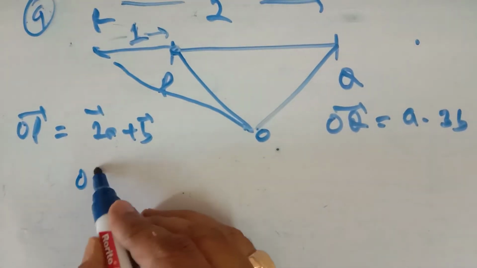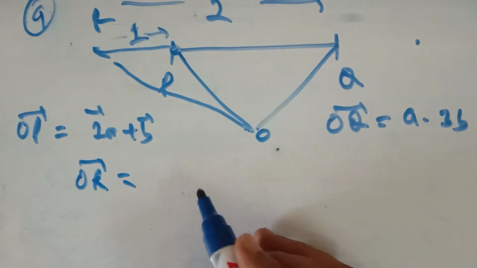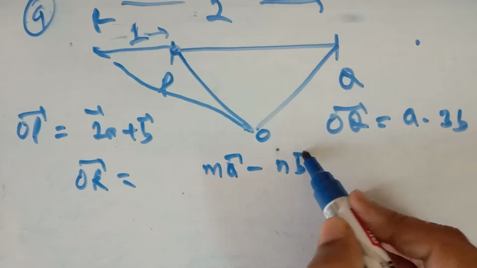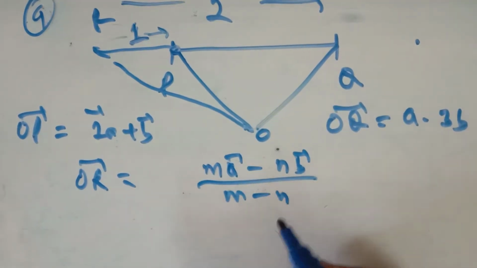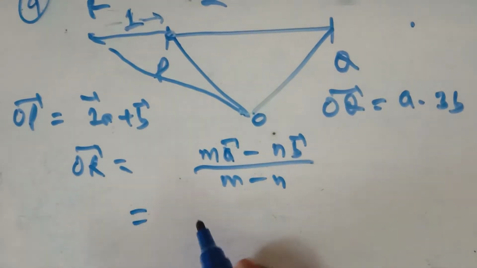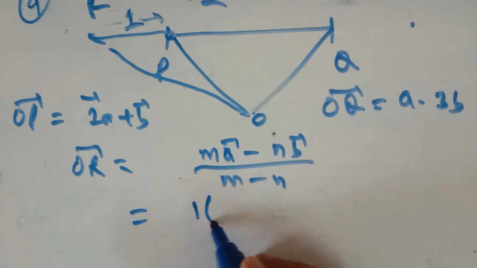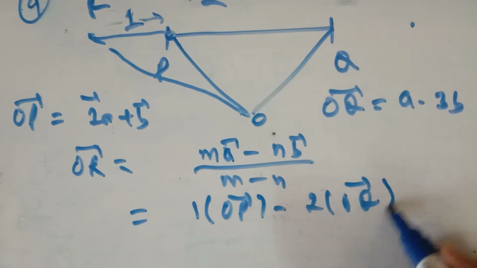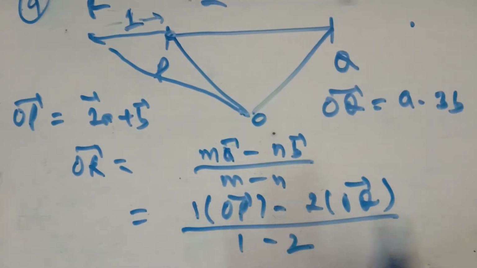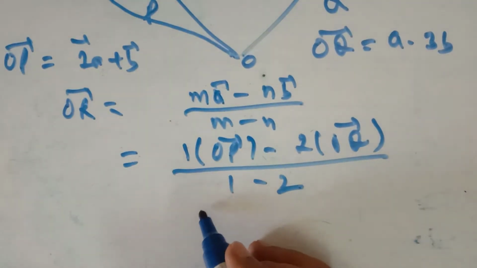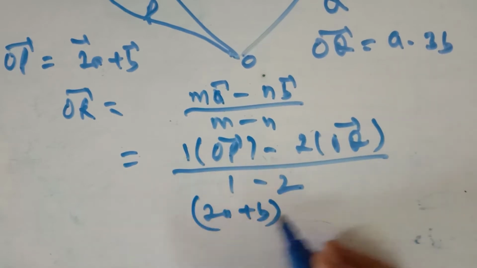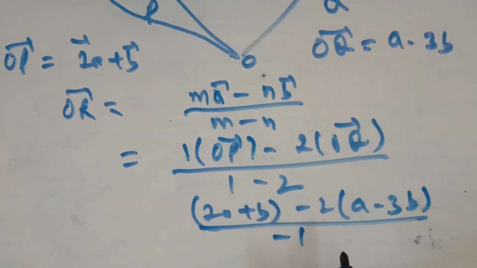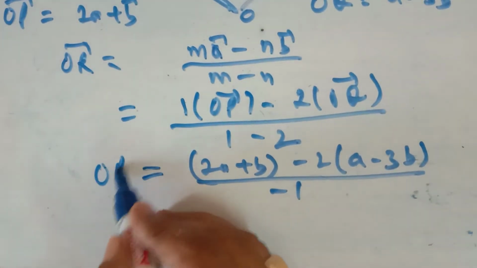So the position vector R, you know, will be equal to m vector a minus n vector b upon the difference of the ratio. You know that for external division. So you have to multiply 1 with OP minus 2 with OQ, divided by the difference of the ratio. So the position vector of OP is 2a plus b, minus twice a minus 3b, upon the difference of the ratio. So this is the position vector of R.